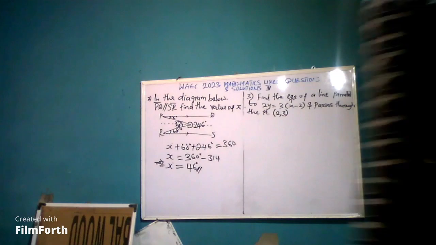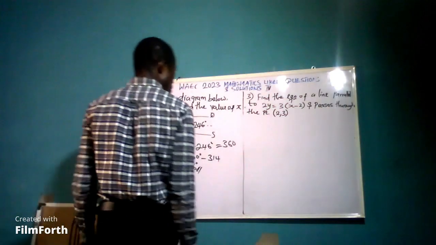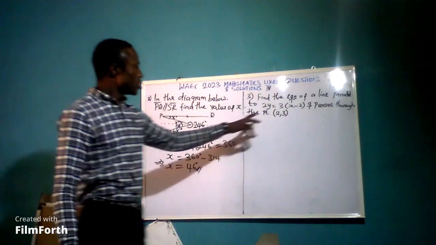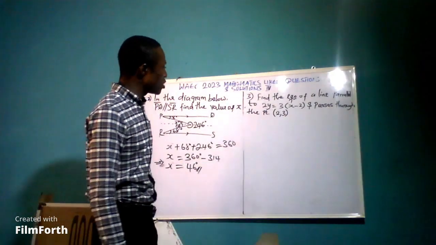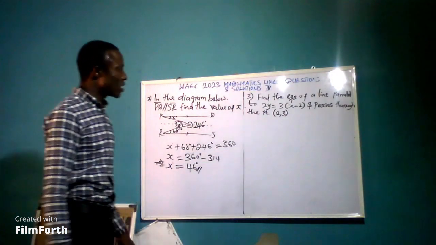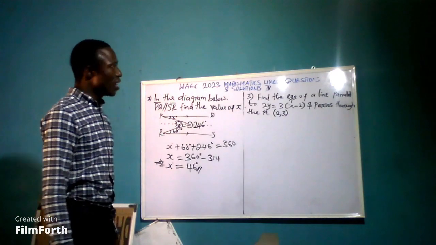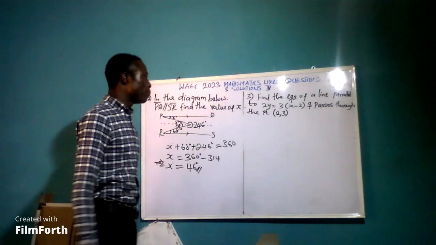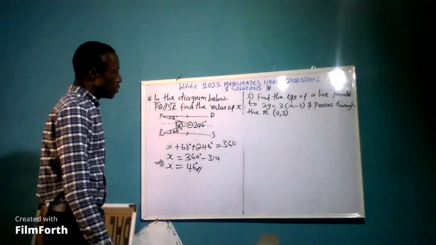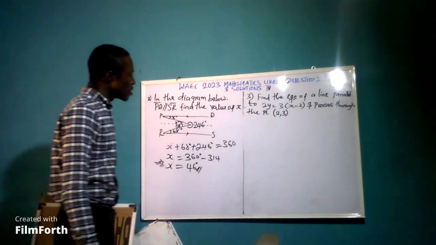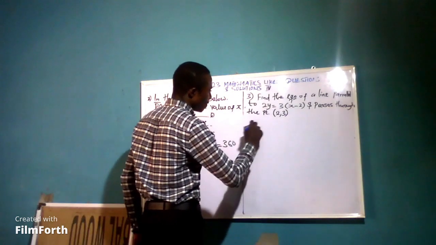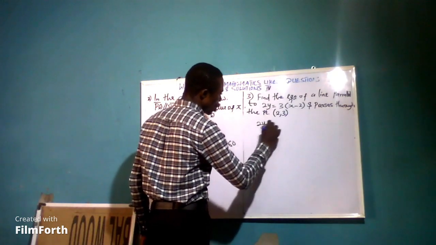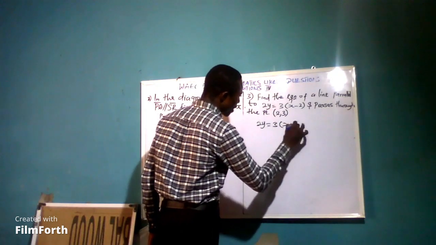Now let's take question number 3. We have to find the equation of the line parallel to 2y equal to 3 into bracket x minus 2 close bracket, and the same line passes through the point 2, 3. Now, this is the line that is given in the question: 2y equal to 3 into bracket x minus 2.